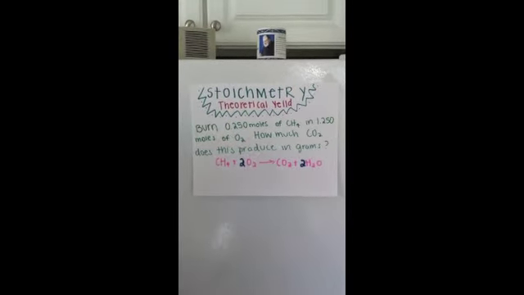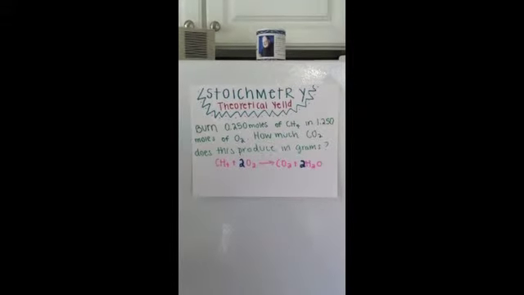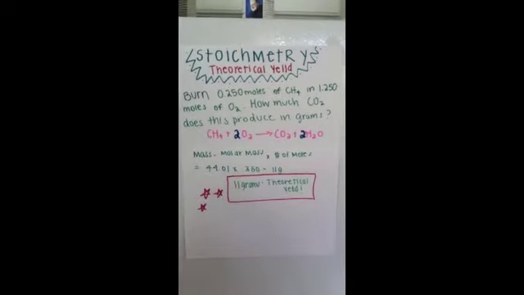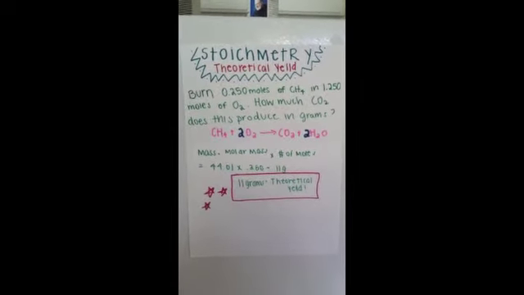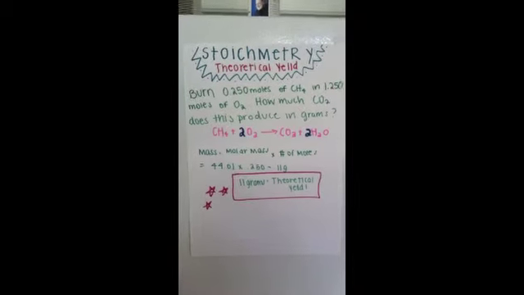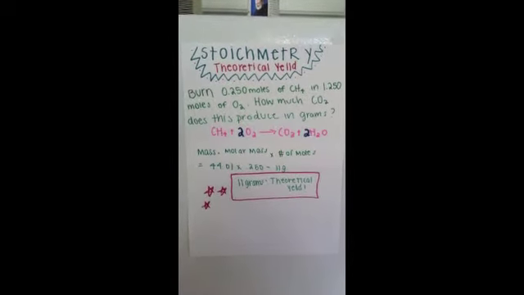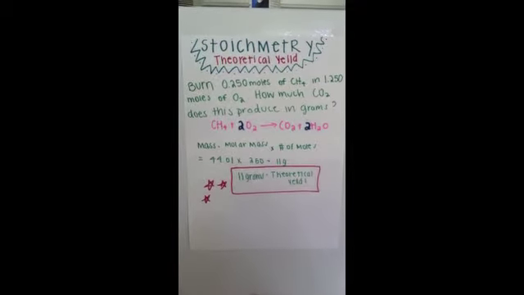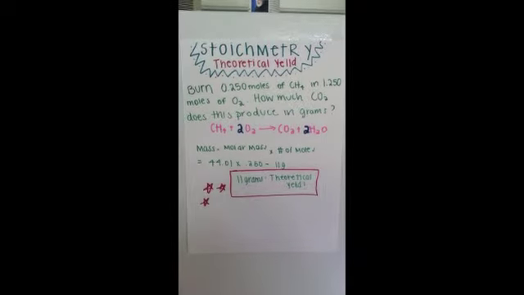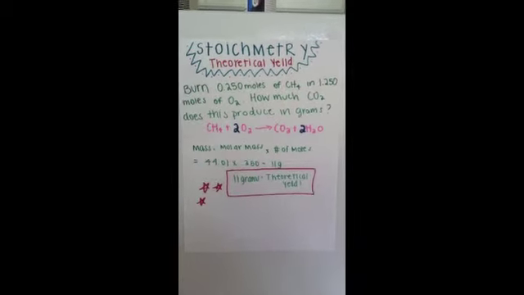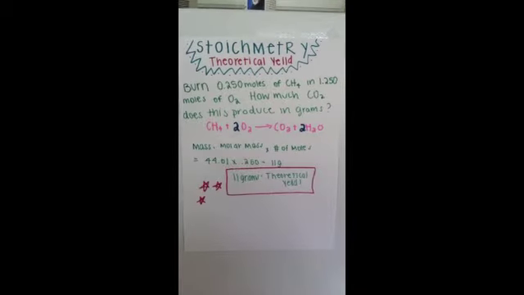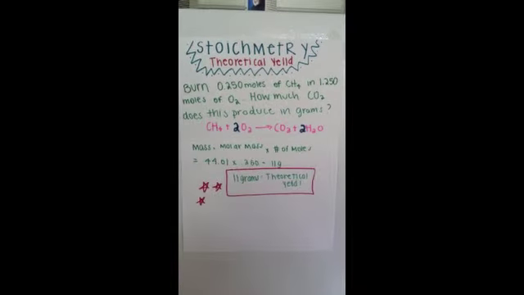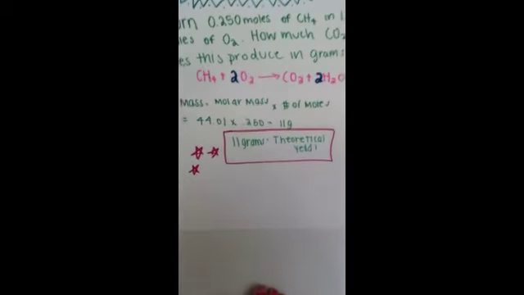Next, you'll need to balance the equation, which is CH4 plus 2O2 yields CO2 plus 2H2O. If we react 0.25 moles of CH4, we will get 1.25 moles of CO2 out. Then we need to convert moles to grams, which is mass equals molar mass times number of moles. So 44.01, which is your molar mass of carbon dioxide, times 0.250, which is the number of moles of carbon dioxide, you will get 11 grams as your theoretical yield, which is the amount we get if we use up all of CH4, which is the limiting reagent.